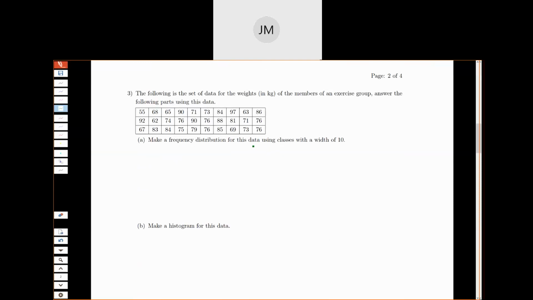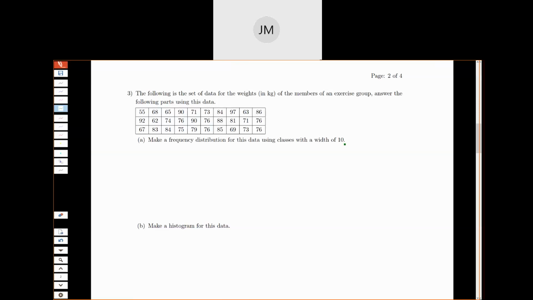Make a frequency distribution for this data using classes with a class width of 10. Okay, so it doesn't tell you where to start here. So you have some options. The way that we have done this in the homework is to use the lowest data value, and that's fine. And if you were to use your calculator, that's how it would set it up too. Because it's a class width of 10, you could also just make them start at a nice multiple of 10, right? Like start at 50, and then I could have, you know, 50s, 60s, 70s, 80s, and 90s, and that would be my classes.